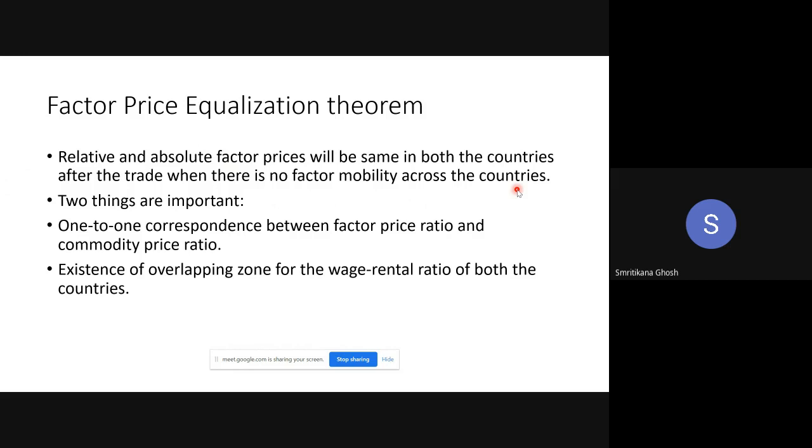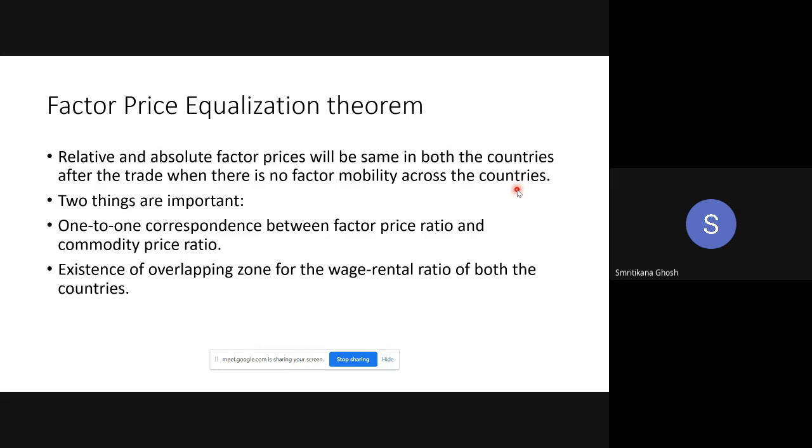Given this assumption, the HO model can show that after trade, W by R in the home country is equal to W by R in the foreign country. W in the home country is equal to W in the foreign country. R in the home country is equal to R in the foreign country. Okay, so look at the strength of this theorem, how strong it is.